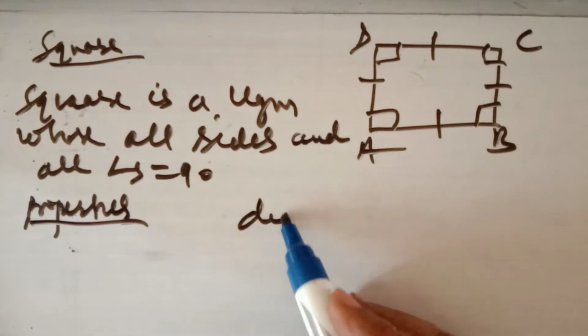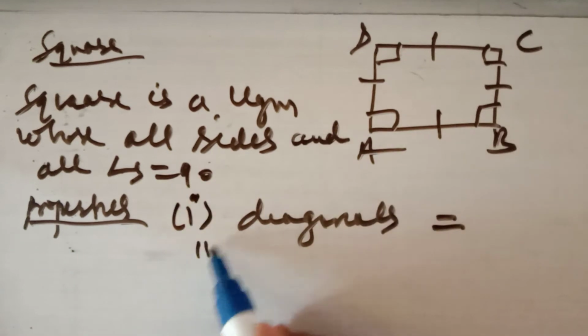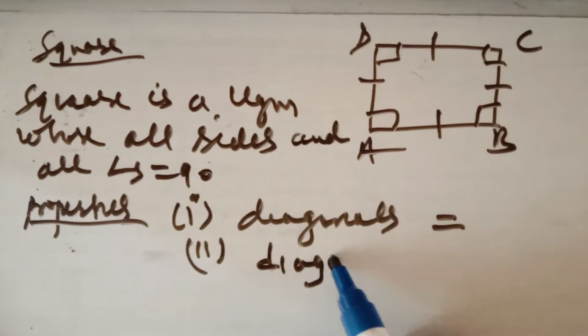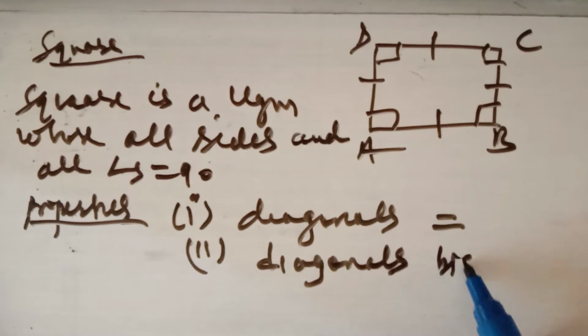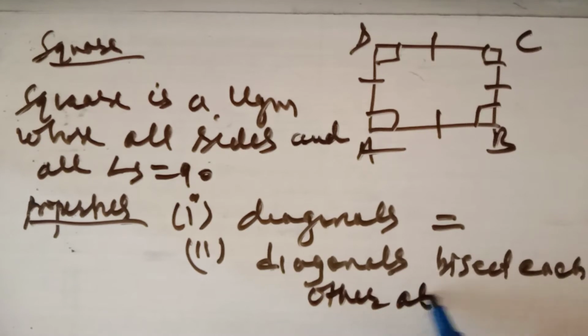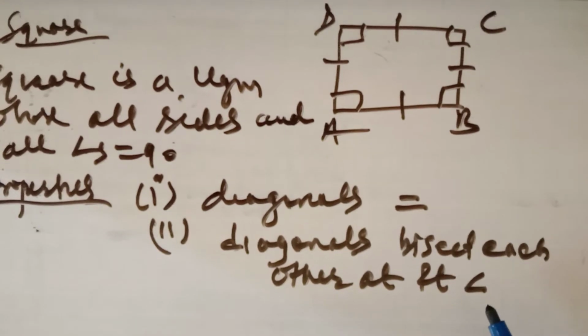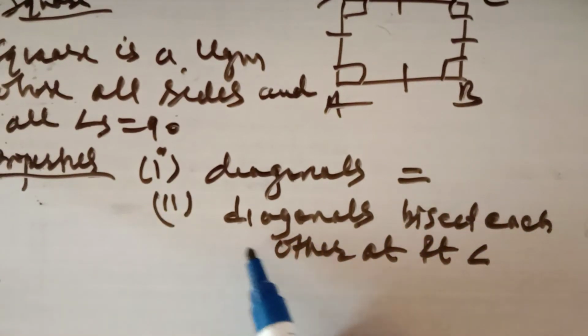The first property is that the diagonals are equal. Second, the diagonals bisect each other at right angles, the same as in the case of a rhombus. But the difference between a square and a rhombus is that the diagonals of the square are equal, but the diagonals of the rhombus are not equal, and the vertex angle of the square is 90 degrees, whereas the vertex angles of a rhombus are not equal to 90 degrees. And the diagonals are equal, the diagonals bisect each other at right angles, and all angles are equal to 90 degrees.